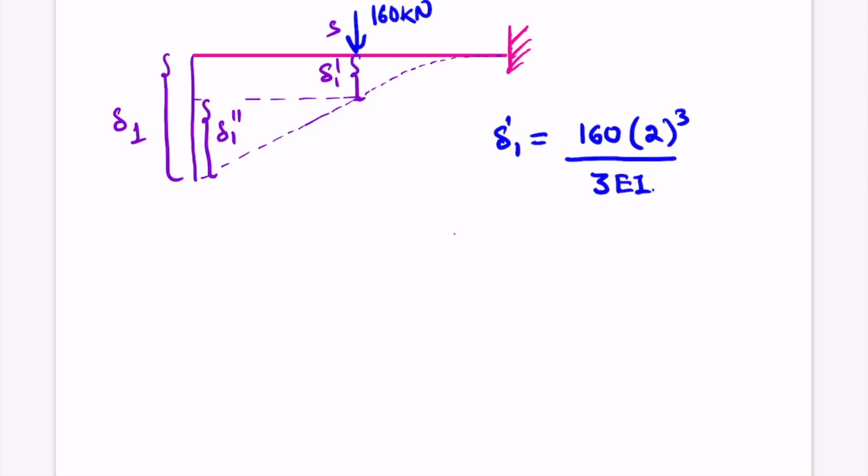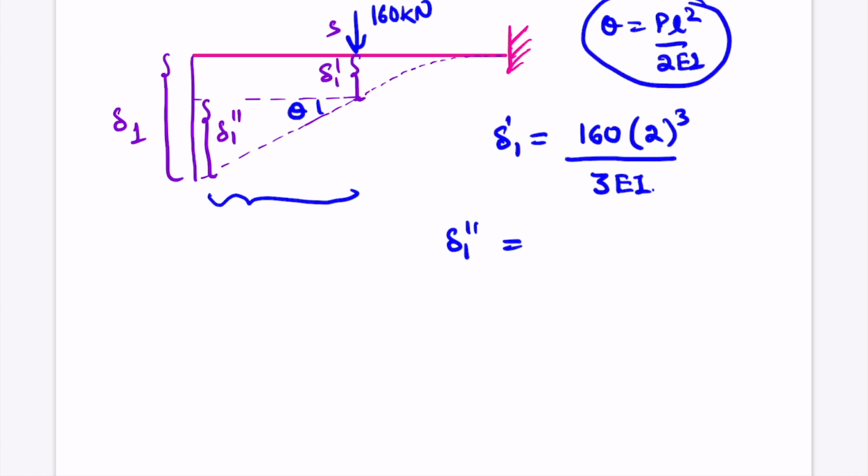Now delta 1 double dash will be equal to theta multiplied by this length. So what is the value of theta? Theta, again using the standard deflection formula, theta will be equal to PL square by 2 EI. That is the value of theta. So what is P here? P is 160 again, length is 2 square by 2 EI.